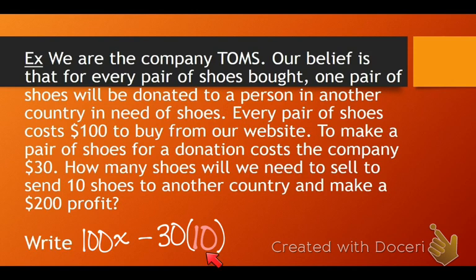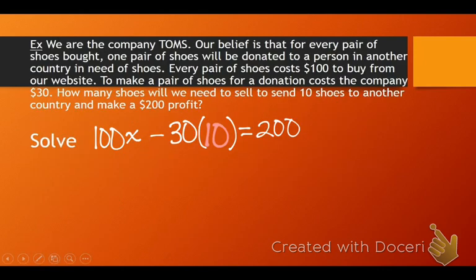Unlike yesterday, where we were talking about Stitch Fix and so many things go into a box and we had to take care of that, this one actually says send 10 shoes to another country. So that's how many shoes I'm going to send. Let's see, how much will we have to do to get a $200 profit? So now we're to the solving phase. We're going to multiply 30 times 10, getting us 300.